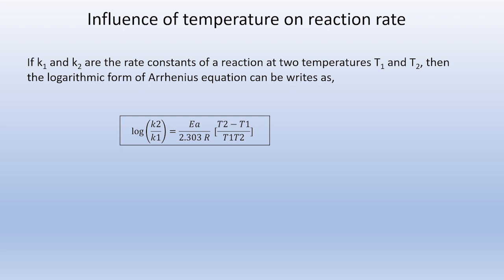Now, when a reaction is conducted at two temperatures T1 and T2, and if the rate constants are K1 and K2 respectively, then the relation between the rate constants and the temperatures can be given by the logarithmic form of the Arrhenius equation, that is log K2 by K1 equals EA by 2.303 R into T2 minus T1 by T1 T2, where K1 is the rate constant at temperature T1, K2 is the rate constant at temperature T2, and EA is the activation energy.